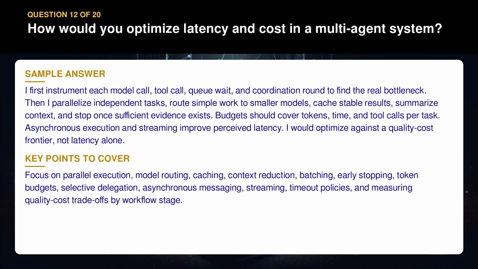Focus on parallel execution, model routing, caching, context reduction, batching, early stopping, token budgets, selective delegation, asynchronous messaging, streaming, timeout policies, and measuring quality cost trade-offs by workflow stage.